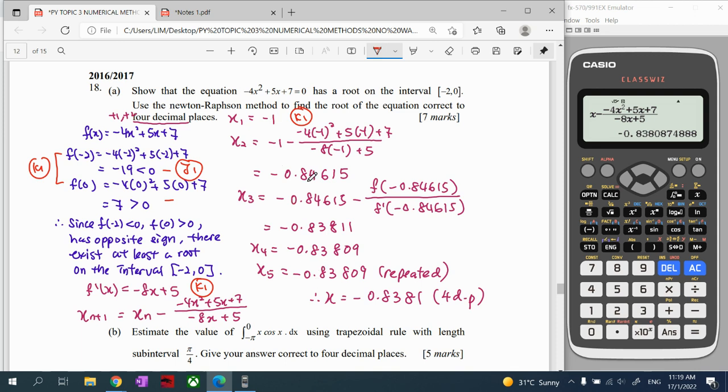So your calculation here, how many steps will be different from the answer that I give here. If I want to put negative 0.5, can or not? Can. So your working will be different, your answer will be different. But the final answer, once you repeat, it should be the same.